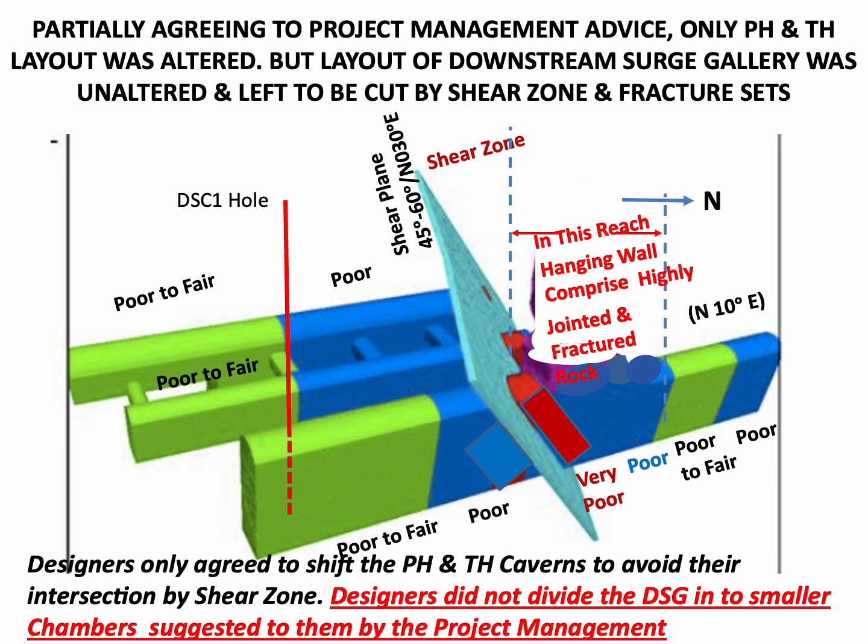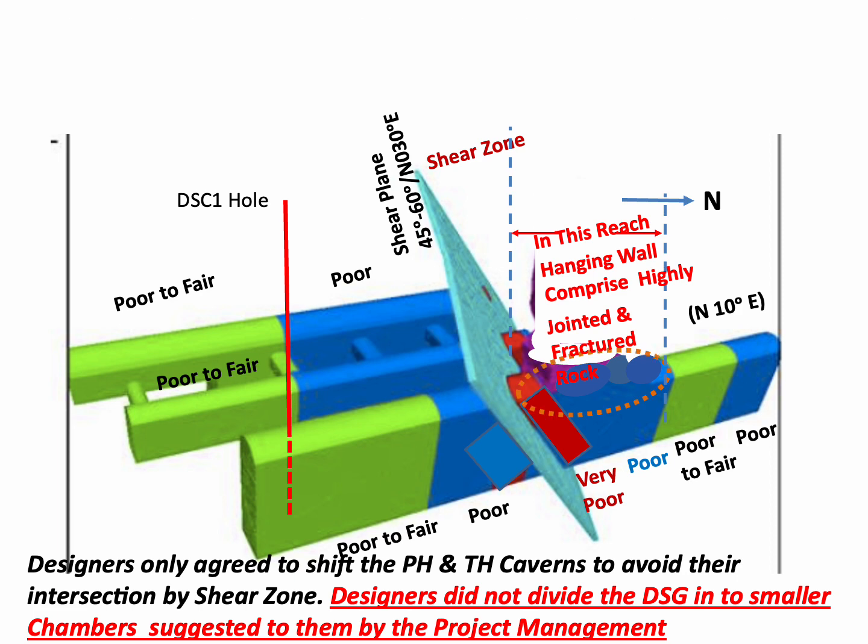The resident geologist of the project suggested to the designers at that time that in order to avoid the cutting of the three caverns by the shear zone, their layout be altered and redesigned. Partially agreeing to this advice, the designers altered the layout of only the powerhouse and transformer hall by shifting these two caverns towards south by 36 meter and 18 meter respectively. However, the layout of the downstream surge gallery was left unaltered and was thus left to be intersected in the middle throughout its full depth of 58.5 meter by the shear zone.